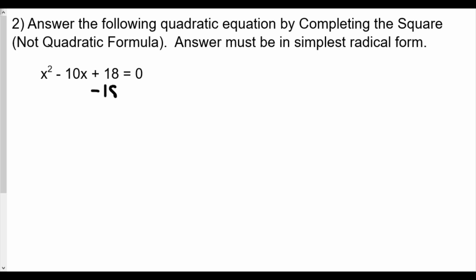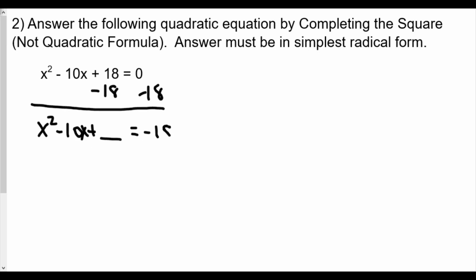So let's subtract 18. So move the constant over to the other side, and we're going to get, in this case, x squared minus 10x. But then we're going to add a blank space for a number we're going to fill in a little later on, plus blank. Now, what number do we fill in?